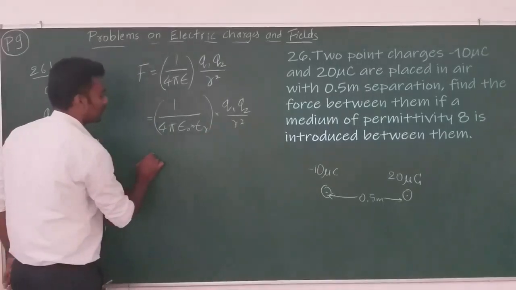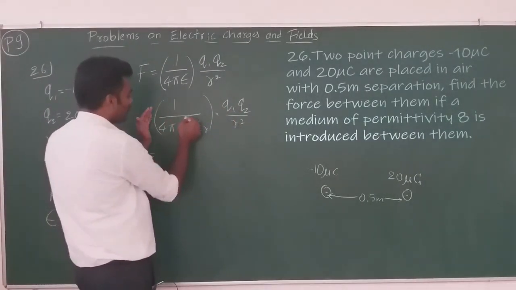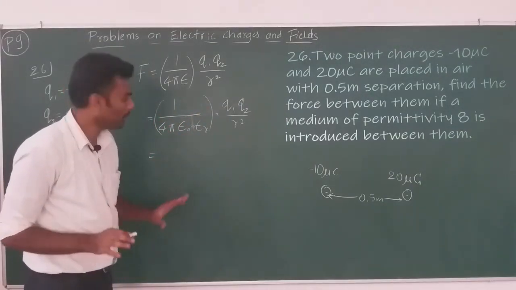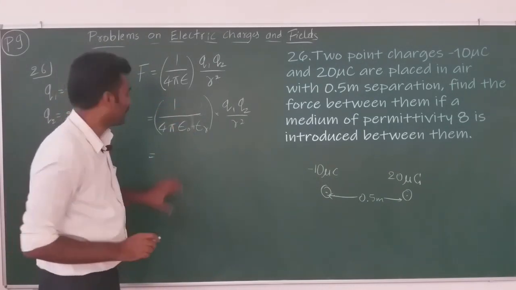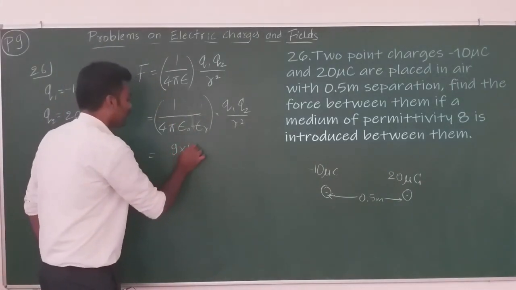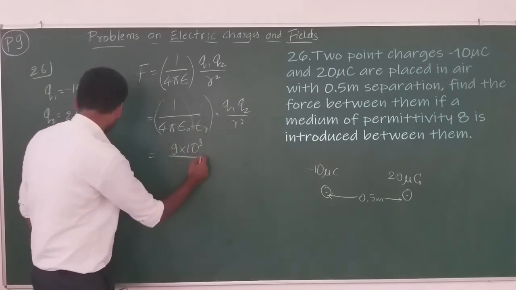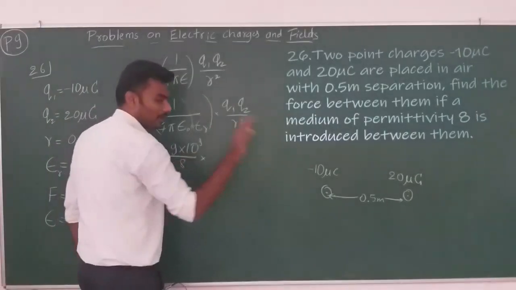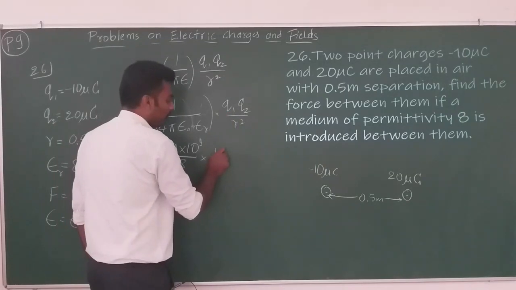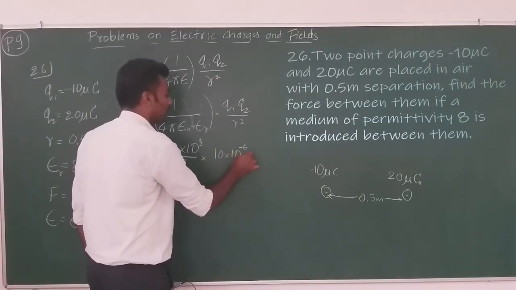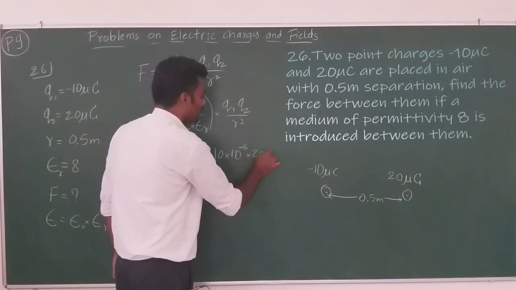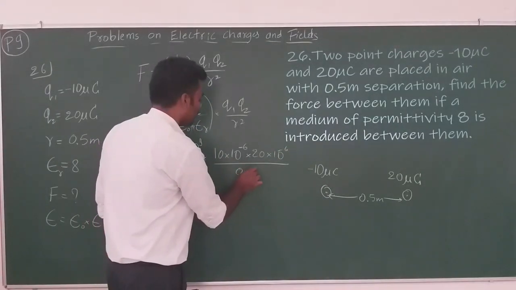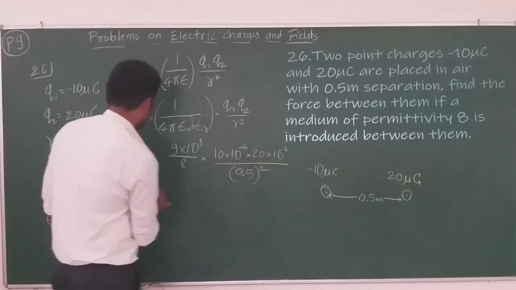Now we will simplify this. Look at this. This is nothing but 1 by 4 pi epsilon naught into 1 by epsilon r. You agree? 1 by 4 pi epsilon naught is 9 into 10 to the power of 9. Epsilon r in the denominator, whose value is 8, into Q1. It's only the magnitude which should be considered, 10 into 10 to the power of minus 6. Q2 is also given, 20 into 10 to the power of minus 6, divided by r squared, which is 0.5 squared. Simplify this.